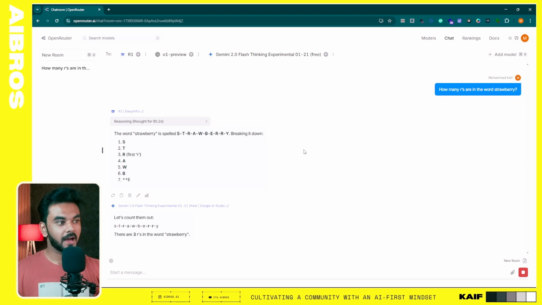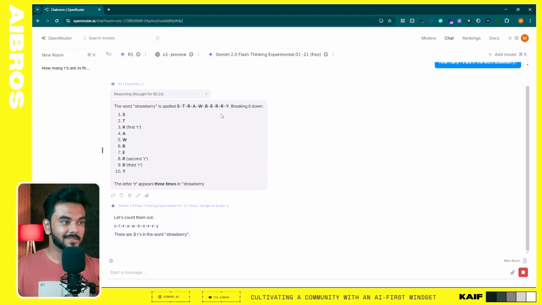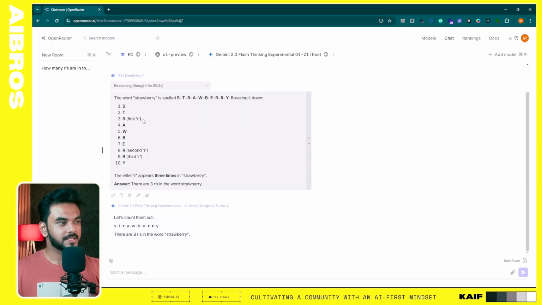Okay, so finally we have the answer from DeepSeek R1 as well. The word strawberry is spelled like this, breaking it down: S-T-R-A-W-B-E-R-R-Y. The letter R appears 3 times in strawberry, so the answer is 3, which is correct. O1, I think O1 needs some more tokens. It is not available for the free version, and we are running a free version over here. So I think that's why we could not see the answer of that. Okay, so I think it performed really well.